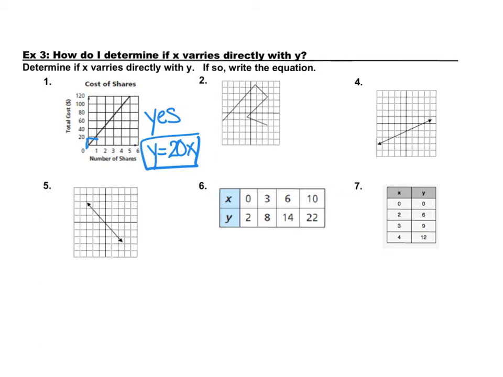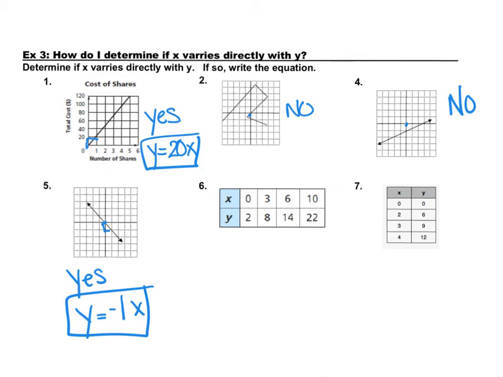All right, number 2. Well, it kind of looks like it goes through the origin. It kind of looks like we have a straight line. However, it needs to be a continuous line going through the origin. And this does not have that, so no. Number 4 is a straight line, but it does not go through the origin, so we're going to also say no for this one. Number 5, it goes through the origin and it is a straight line, so we're going to say yes. And it looks like it has a negative, I went down 1 over 1, so it would be y is equal to, our rate of change is -1, and then x.